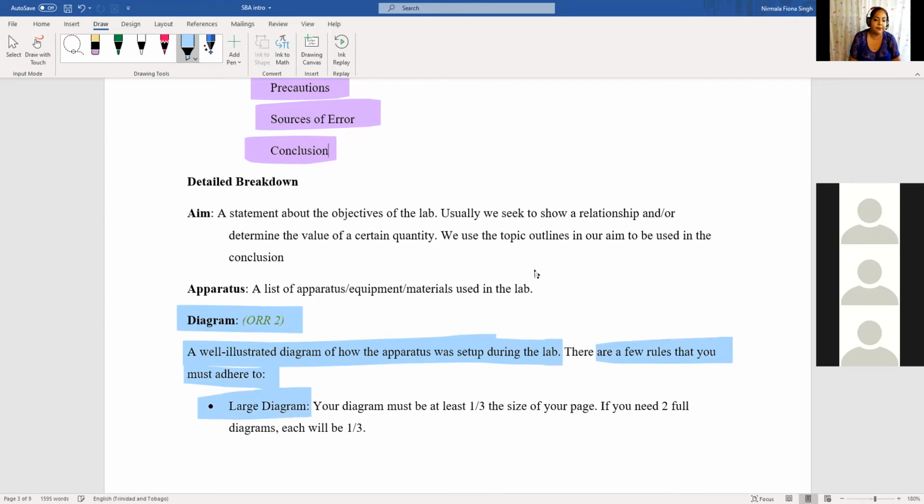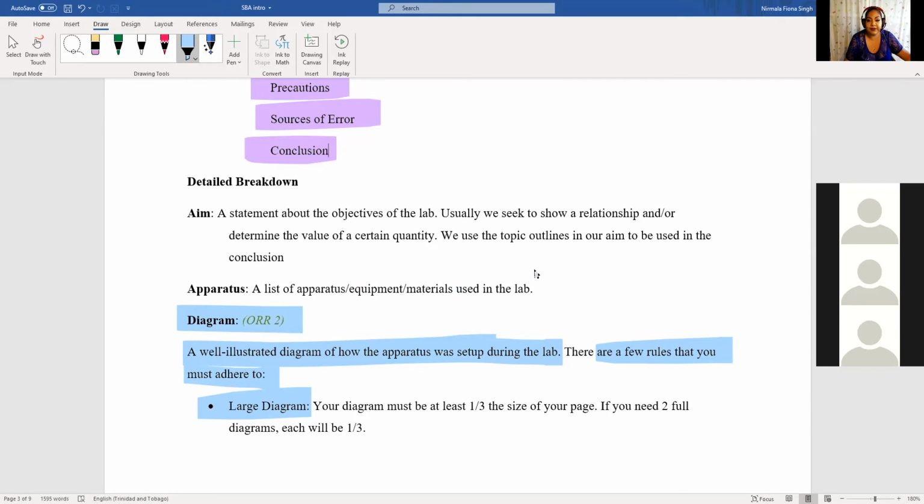One, your diagram must be large. How do we know large? At least 1/3 the size of your book. So you can see what your lab book looks like, and you can estimate about 1/3 of your lab page. Don't worry, you have lots of pages in that book. Your lab book can hold up to 25 to 30.